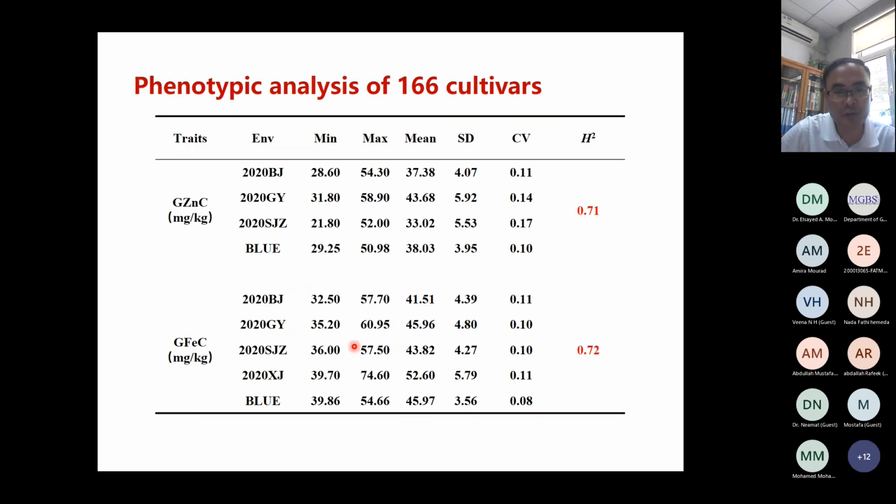So I will briefly introduce the heritability for grain zinc and grain iron concentration. It's high, 0.71 and 0.72. It's acceptable for this kind of trait, because it's complicated and many environmental factors affect it. The key is the application of zinc fertilizer. It's very important.